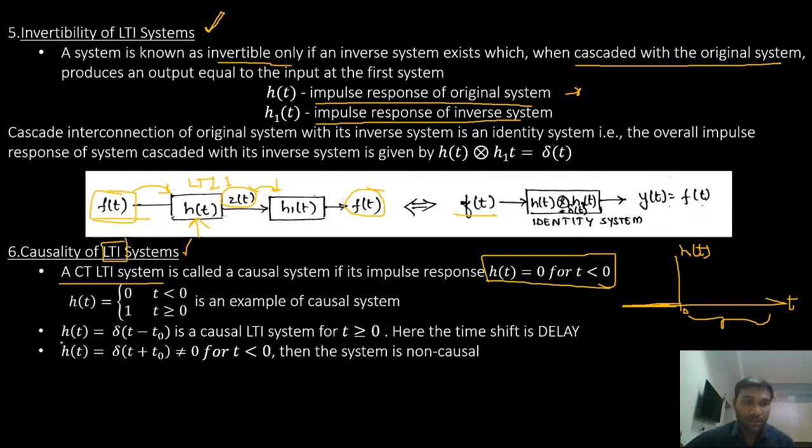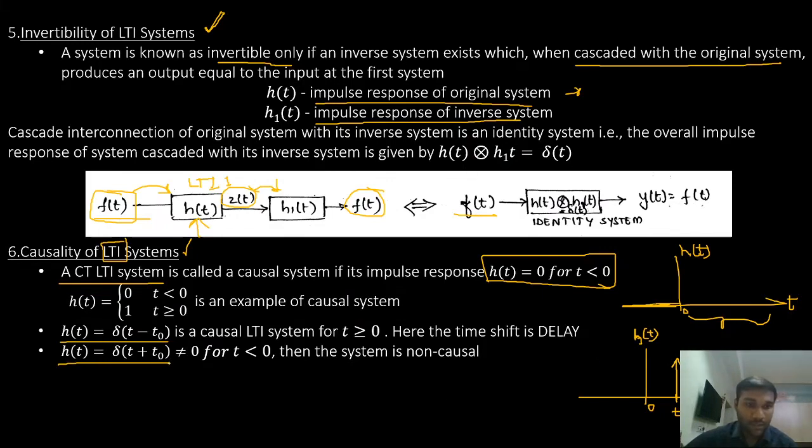If you look at this, h of t is equal to delta of t minus t naught. How does it look? H of t is delta of t minus t naught, so that is somewhere here, at t equals t naught. We have an impulse function at delta of t minus t naught, and this is my h of t. So it is only defined for t equal to t naught, and t naught is also greater than 0. Hence we can say this system is a causal LTI system.